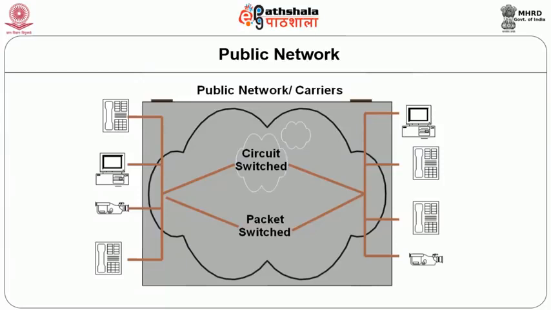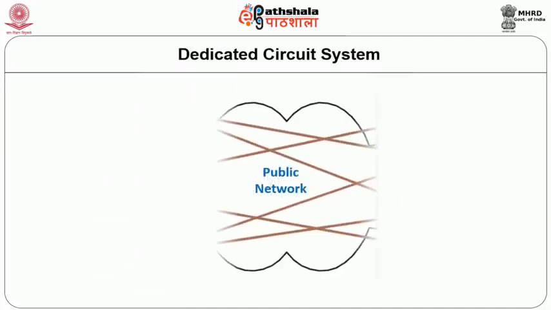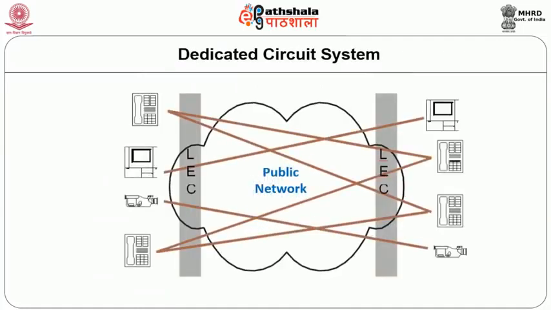And this will use a common carrier between these two endpoints. It could be circuit switched or packet switched. Now, in a dedicated circuit system, the telephones which we use at our home will be connected to the nearest local exchange. So the phone or computer, through a cable, is connected to the local exchange carrier. From there, they will have a sophisticated network to the next local exchange carrier, that is, the other end at the remote location where we want to talk to.